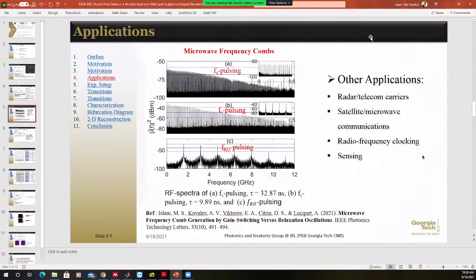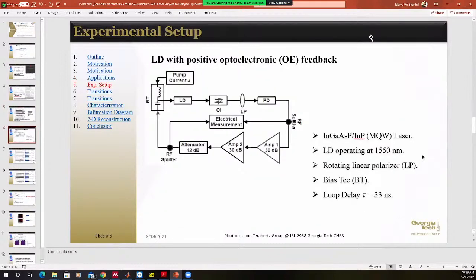So moving on, this is the experimental setup we have used. It is similar to the one we have shown in previous slides. So it's optoelectronic feedback. Light is photo detected, properly amplified, and fed back to the injection terminal through a bias T.